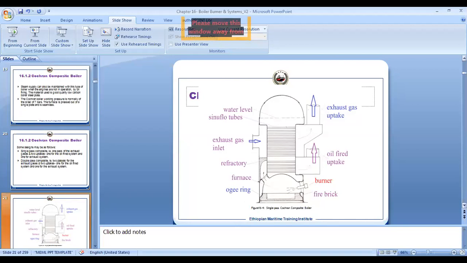But in this arrangement, the exhaust gas will come sideways. The smoke tubes are all horizontal, so it will pass to another. So I think it'll pass through the tubes horizontally, and then it goes to the main engine exhaust uptake. Okay. So this is how this particular company, Cochran, they have made their boiler.